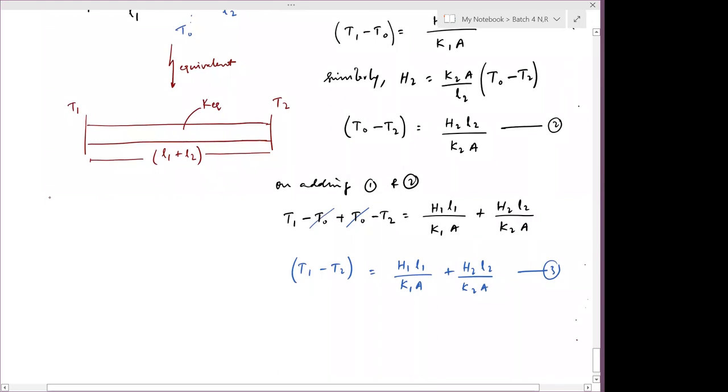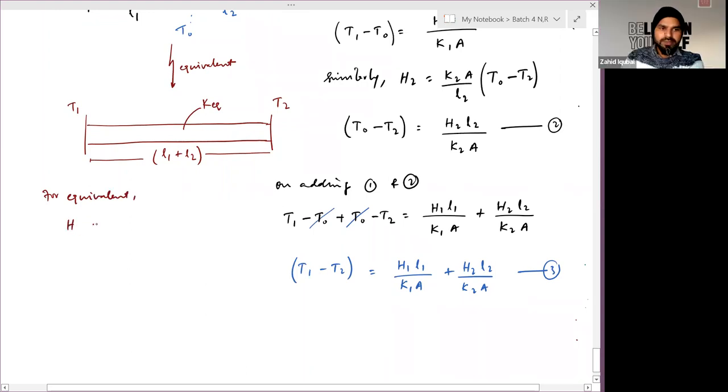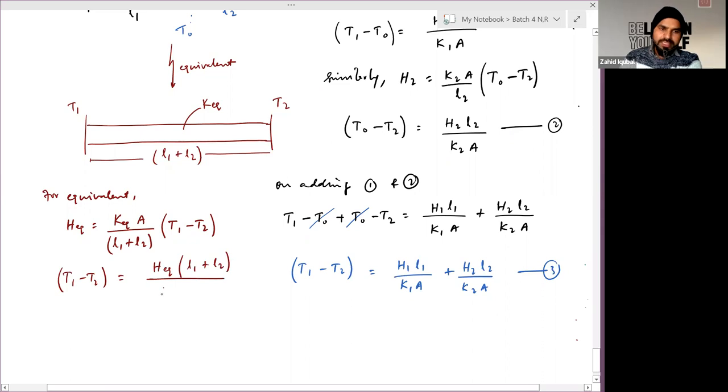Now for equivalent part, you can write H equivalent equals to K equivalent times area of cross section divided by total length, temperature difference T1 minus T2. So if you want to calculate temperature difference from this part, T1 minus T2 will be equals to H equivalent times L1 plus L2 whole divided by K equivalent into area of cross section. Let's say this is equation 4.